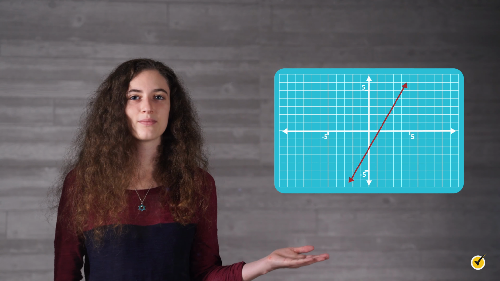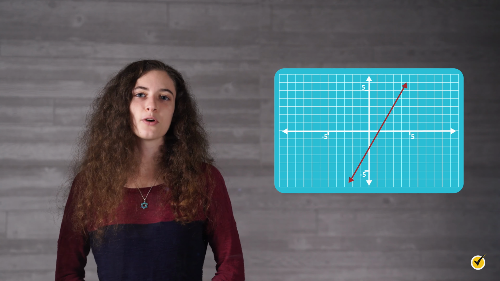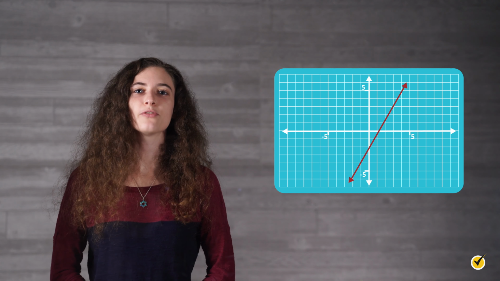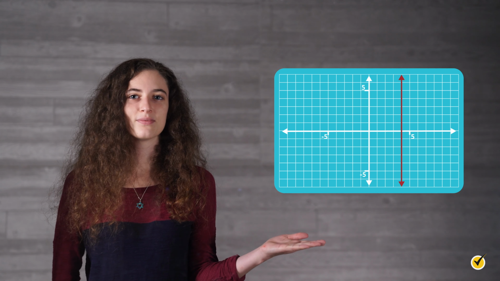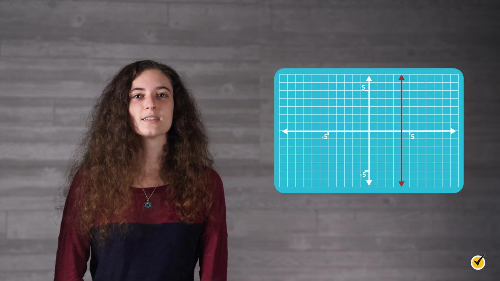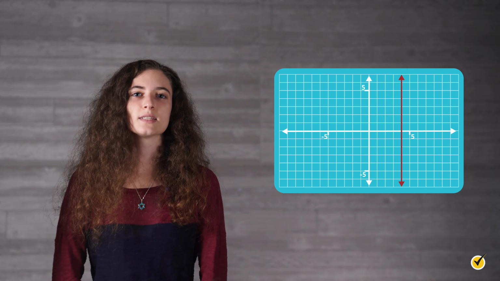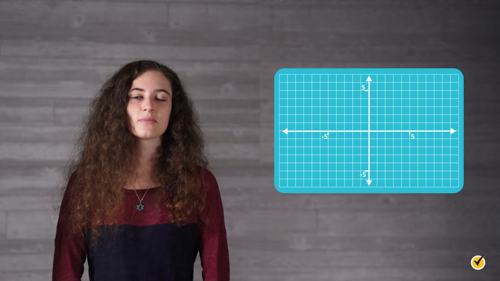For the following graphs, indicate whether the slope of the line is positive, negative, 0, or undefined. Example 1. Positive slope. The line slopes upward from left to right. Example 2. Slope is undefined. All vertical lines have undefined slope.